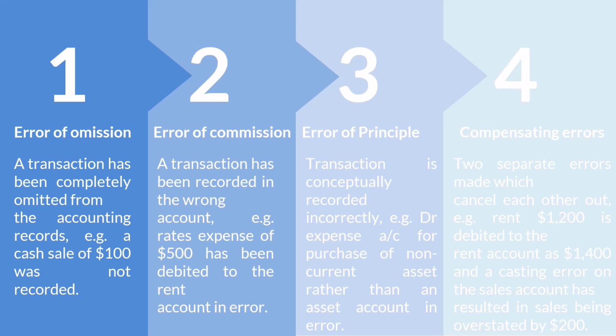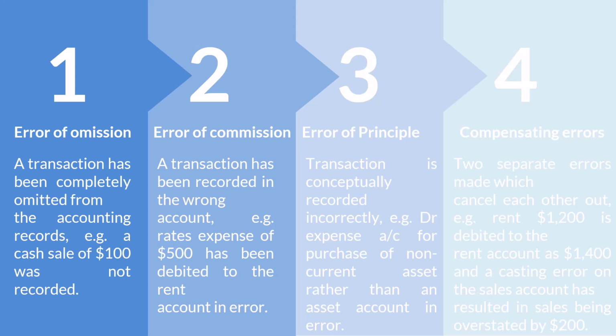There's also the error of principal, where a transaction is conceptually recorded incorrectly. For instance, you have a debit to the expense account for a purchase of a non-current asset, and yet we know that a purchase of a non-current asset is supposed to be debited to the asset account and not the expense account. So this is an error. The trial balance will balance, and yet there's an error.